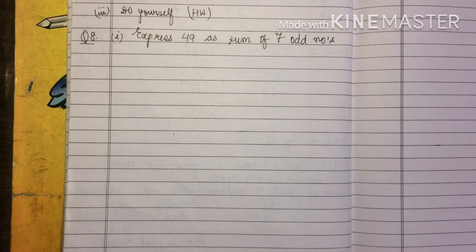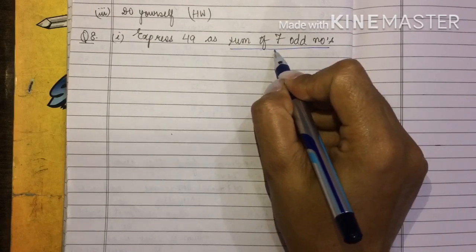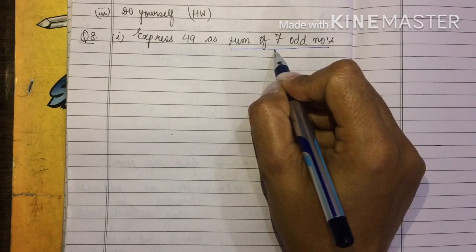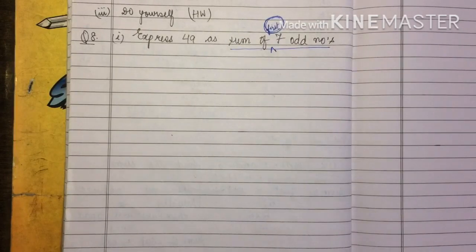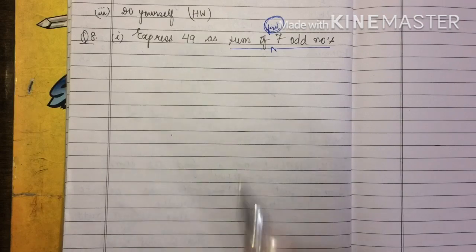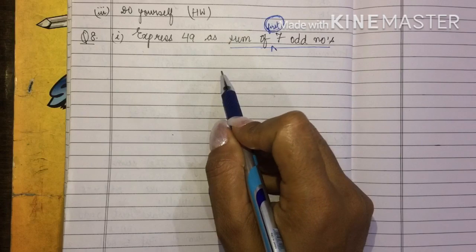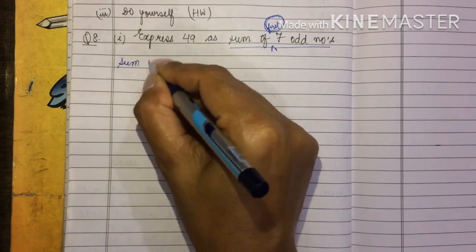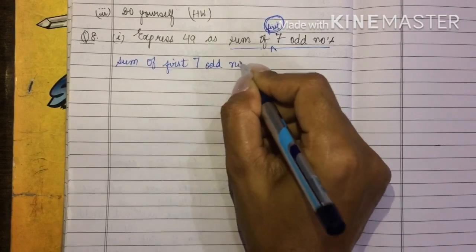Question number 8, first part, express 49 as sum of 7 odd numbers. Again we are using the same property, sum of 7 odd numbers. They have not used the word first here, but this is something we will remember on our own. Even if they don't write this, we will be using it. So what we will write is sum of first 7 odd numbers.